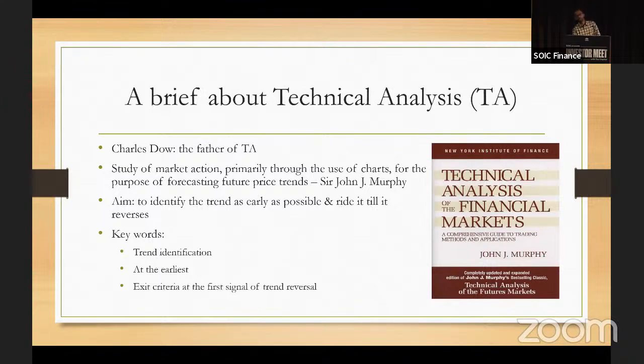Charles Dow is the father of our field. That's why you see the American stock market index Dow Jones is named in respect of Charles Dow and his friend Edward Jones. He was writing in the 1890s about technical analysis. It is the study of market action, as per the book by Sir John Murphy, primarily through the use of charts for the purpose of forecasting future price trends. So that's what I said: the aim is to identify the trend as early as possible and ride it till it reverses.